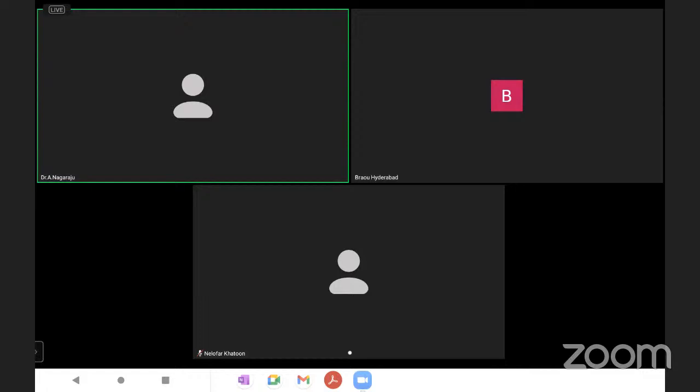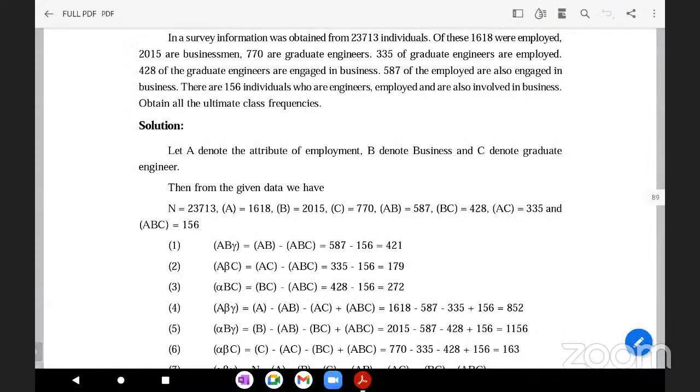Now coming to the second problem. In the surveys, information was obtained from 23713 individuals, so capital N I am taking. Of these, 1618 were employed, 2015 were businessmen, and another comes to 770. I am taking these values as the individual attributes that have been given.